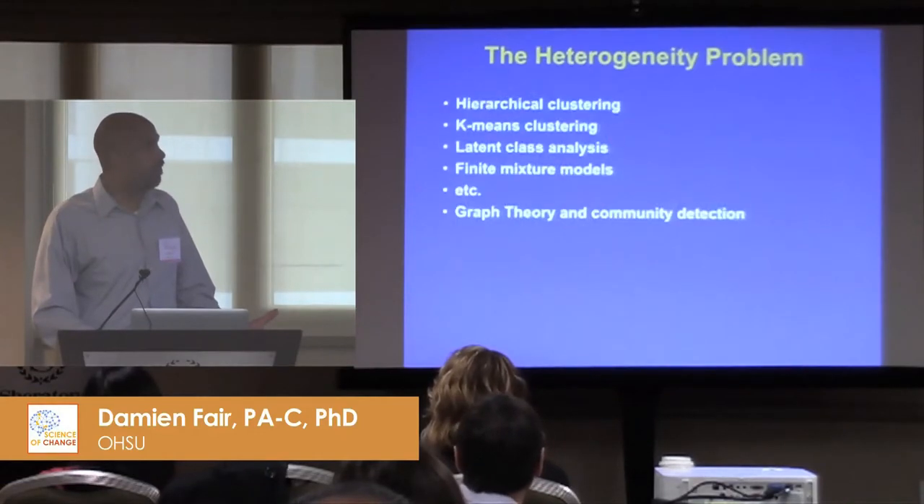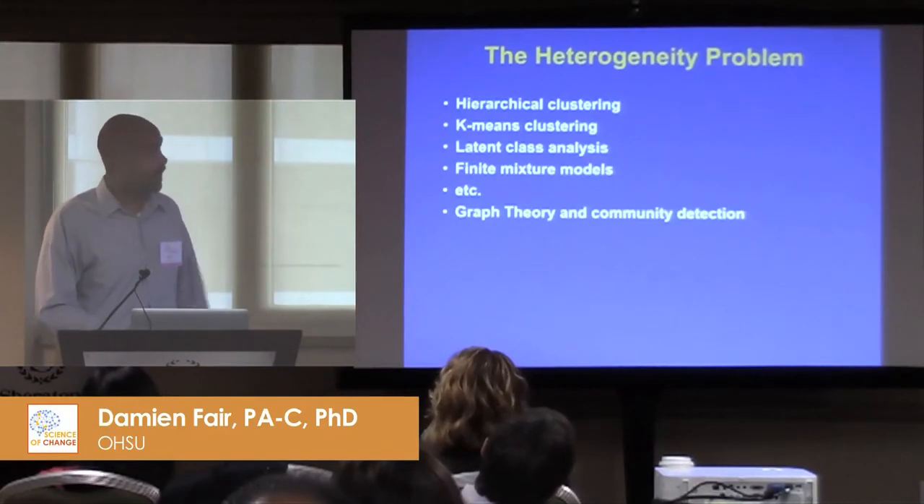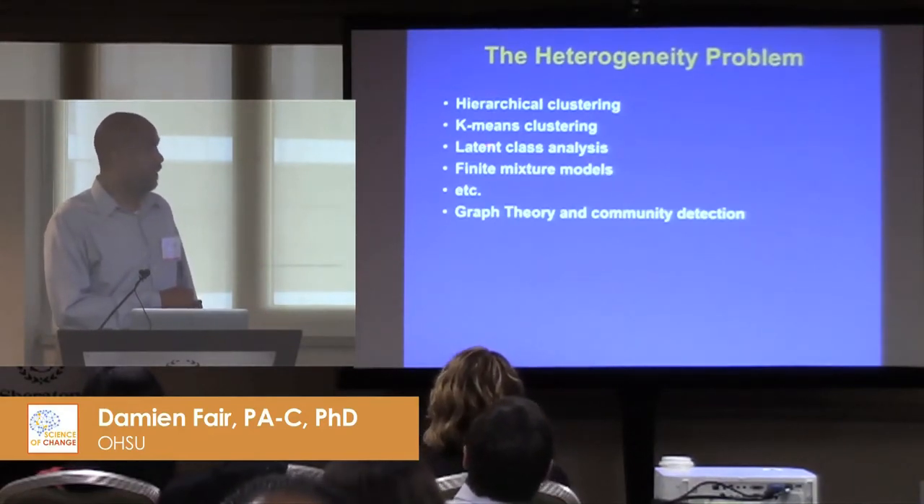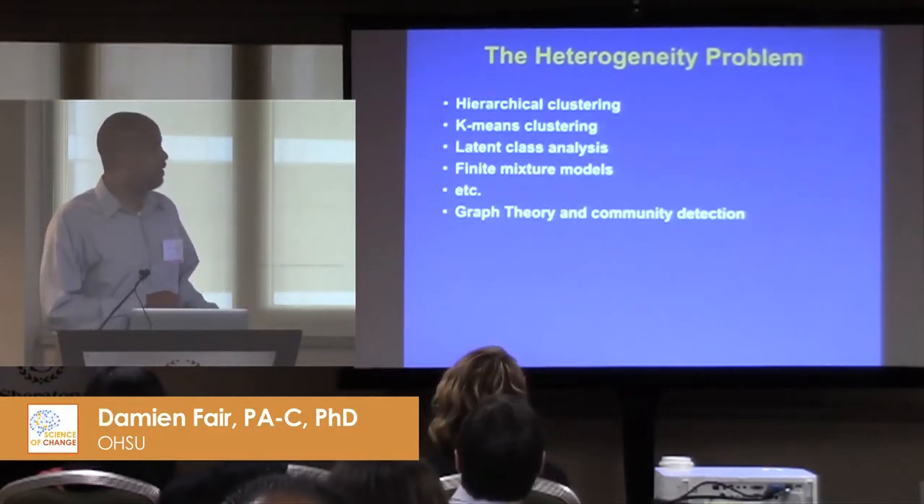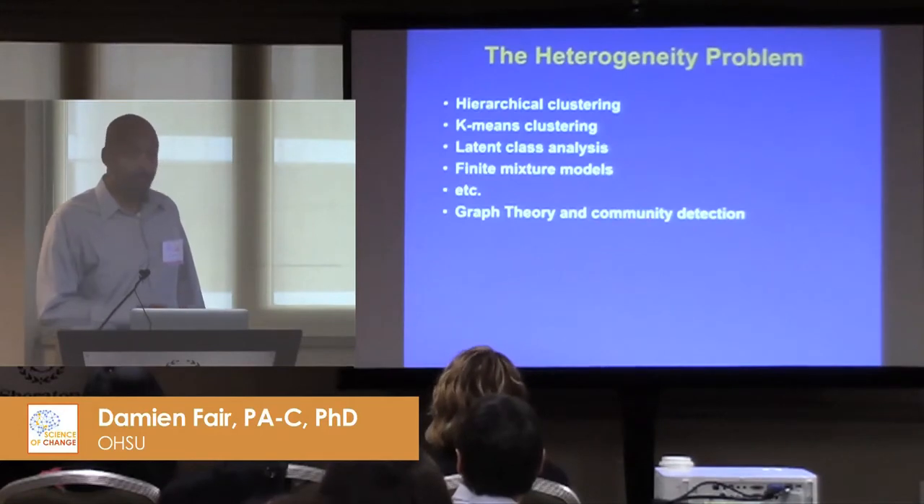Now there are lots of techniques, of course, that some of you have heard of to try to deal with it: hierarchical clustering, k-means clustering, latent class analyses, finite mixture models, etc. What we've been playing with is trying to use graph theory, and specifically community detection, to handle this for several reasons. I'm not going to go over the details, but I'll give you some examples.